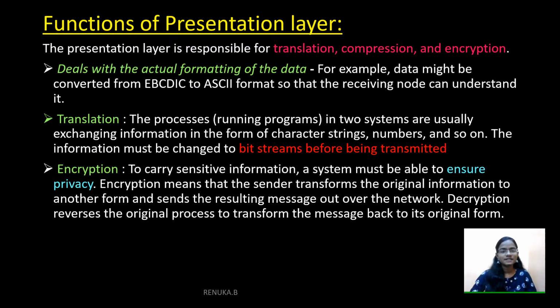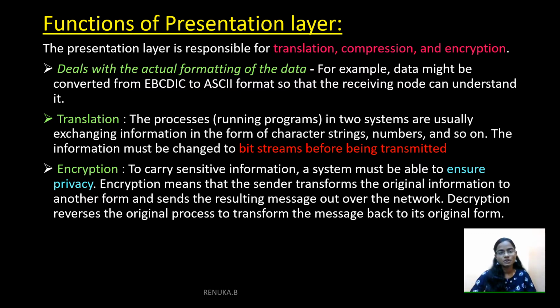The presentation layer is mainly responsible for translation, compression, and encryption. It deals with the actual formatting of data. For example, data might be converted from EBCDIC to ASCII format so that the receiving node can understand it. It is responsible for translation. The processes in two systems usually exchange information in the form of characters, strings, numbers, and so on. So the information should be changed to bit streams before being transmitted so that the computer can understand it.